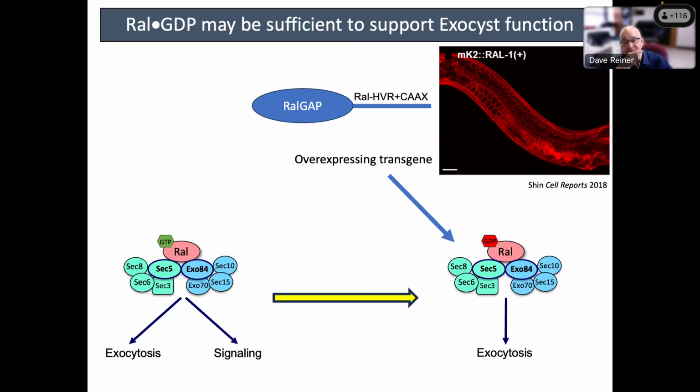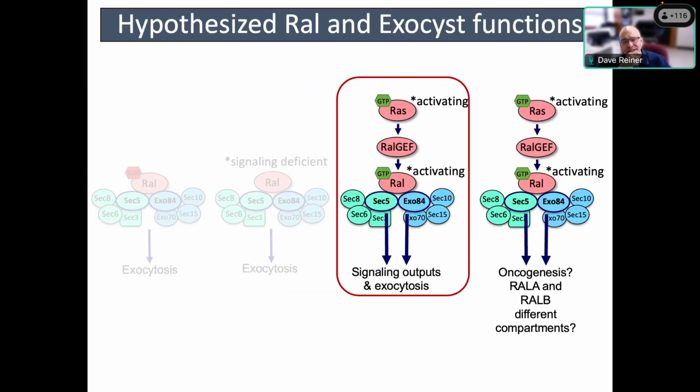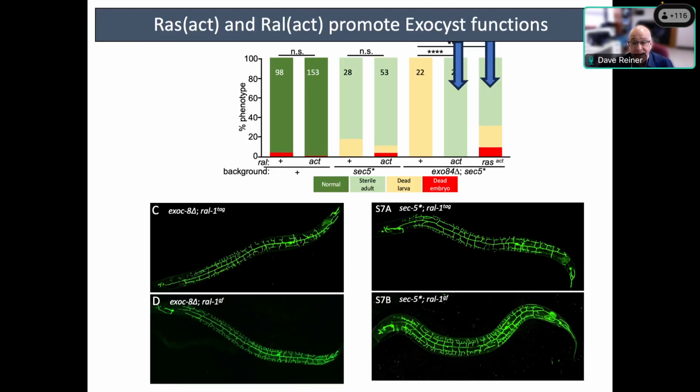Next slide, please. And so the last one here is, if RAL signaling is not required for exocytosis, what happens with elevated signaling in the RAS, RAL-GEF, RAL pathway? And we found that it actually promotes exocyst-dependent exocytosis. Next slide, please. And that's shown here, a little complicated, has no effect on normal animals.